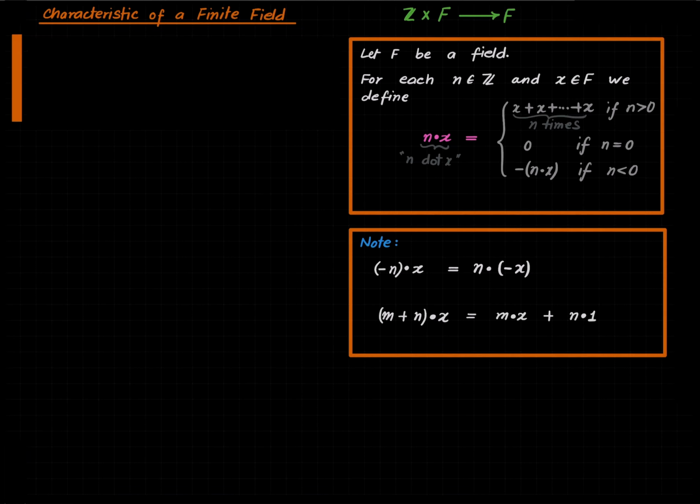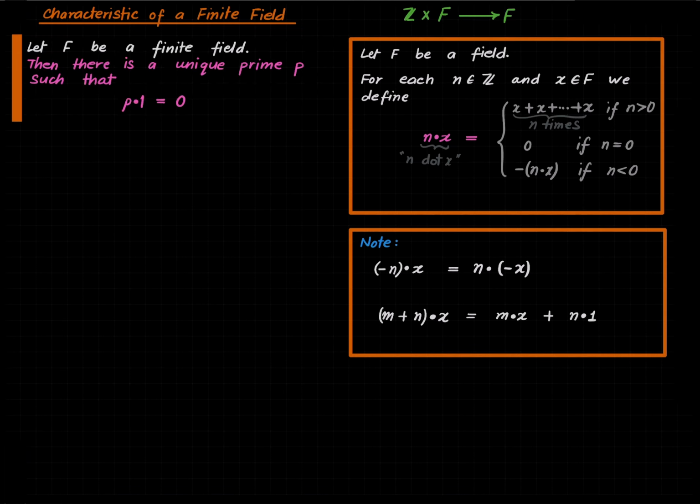And now with this notation in hand, we can prove that if we have a finite field, then there is a unique prime p for which p dot 1 is 0, where of course this 1 refers to the multiplicative identity of the field. Okay? Think about it. It's an interesting fact. Think about it. Let me give a proof, but I encourage you to pause the video and find your own proof. That's the best way.